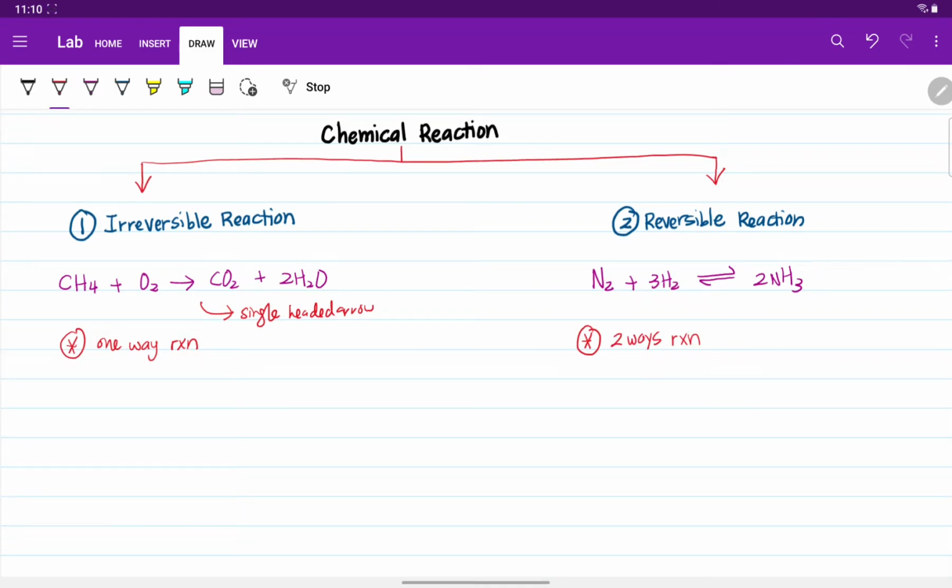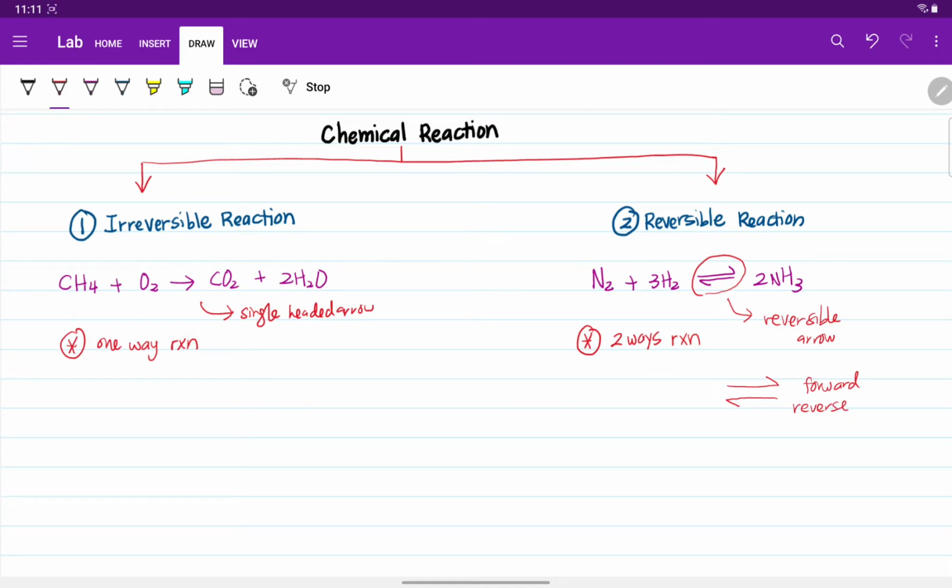Macam mana kita tahu dia adalah two-way reaction dan macam mana kita tahu yang this equation is a reversible reaction? Again, kita tengok dekat dia punya arrow dekat sini. This is what we call a reversible arrow. This arrow will show you that yang separuh ke kanan is to show the forward reaction, and then separuh ke kiri is to show the reverse reaction.